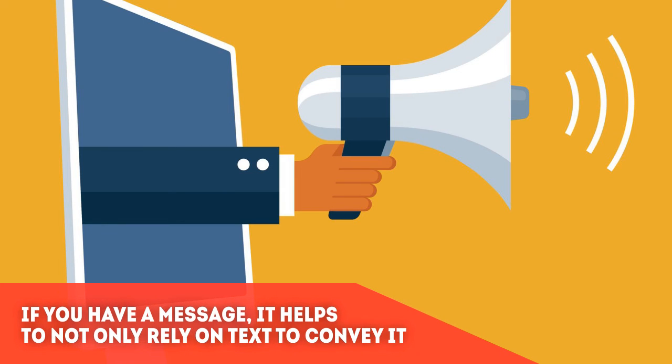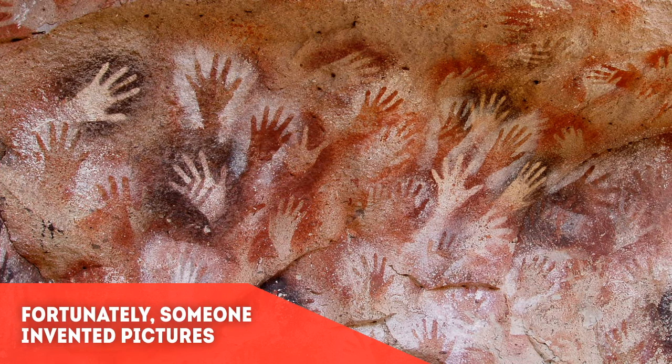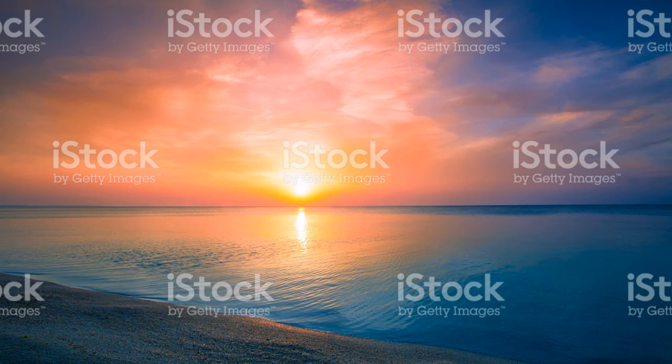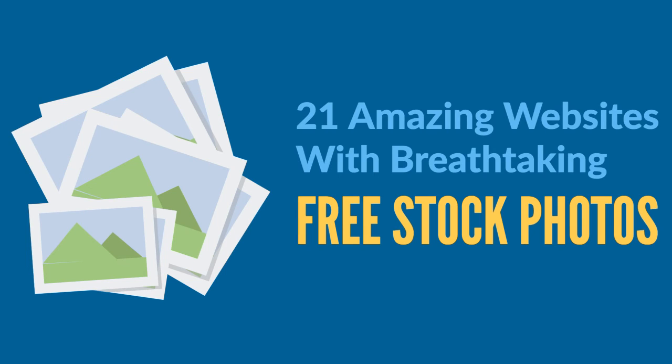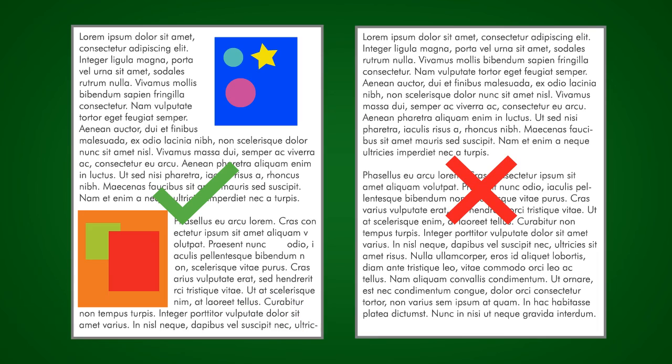5. Use effective images as content. If you have a message that you want your target audience to pick up on, it helps to not only rely on text to convey it. Fortunately, someone invented pictures. Whether you choose to use your own photos, buy some stock imagery online, or find free-to-use images, pictures are indispensable when it comes to breaking up the visual monotony of text. They complement reading material perfectly. Just make sure the imagery is relevant.